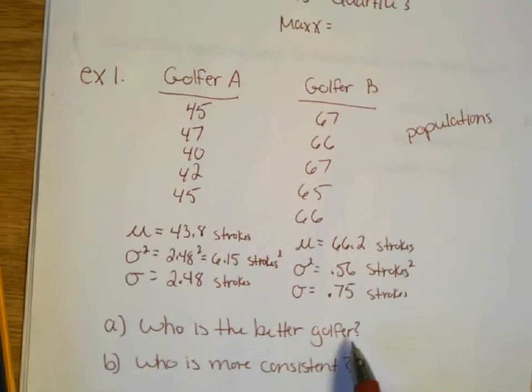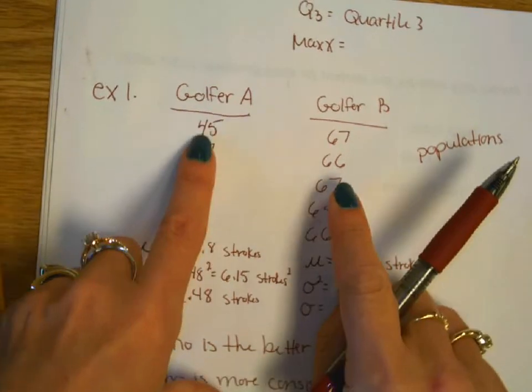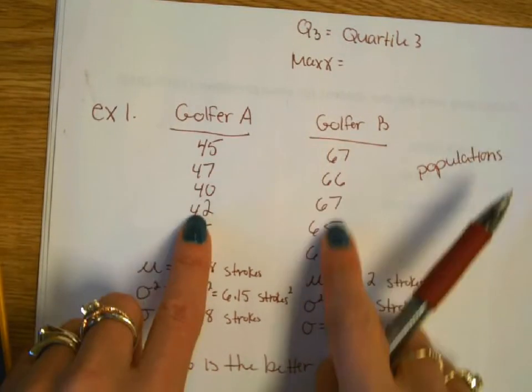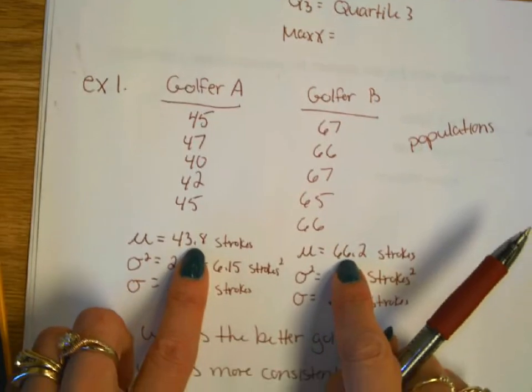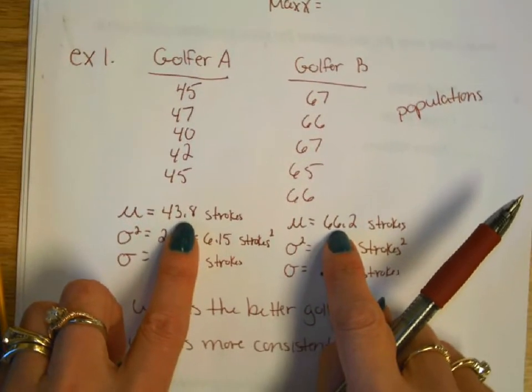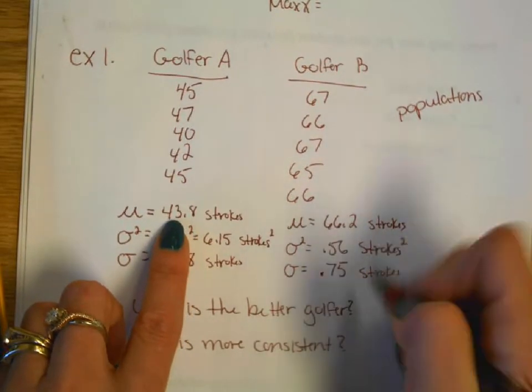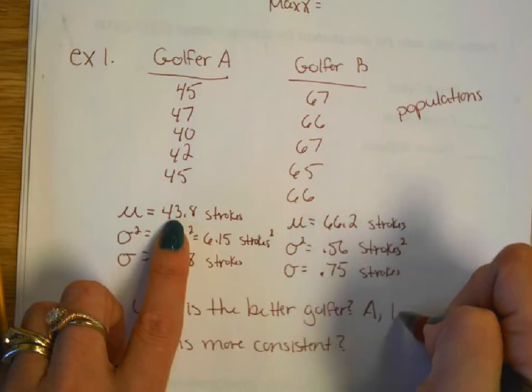Well, I don't think we really needed any statistics to answer the first one. We can see this person over here has got way lower scores than this one over here, and the average does back that up. So golfer A is the better golfer because he's got a lower average. A, lower average.